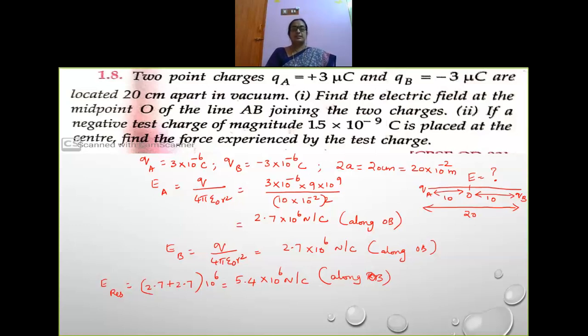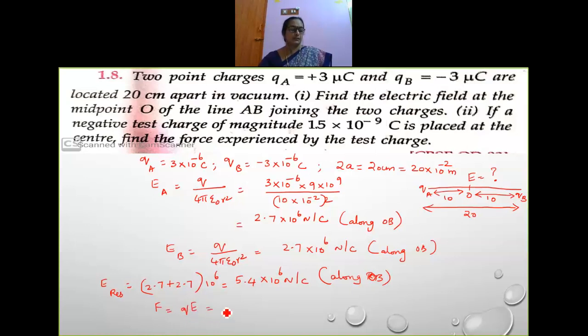Now the second is, if a negative charge of magnitude 1.5 into 10 power minus 9 coulomb is placed at the center. Now in this center point I am going to keep a test charge. Now if I keep a test charge, you need to find out what is the force experienced by the test charge. It is a simple formula again. F is equal to Q into E, right? This is the formula for force.